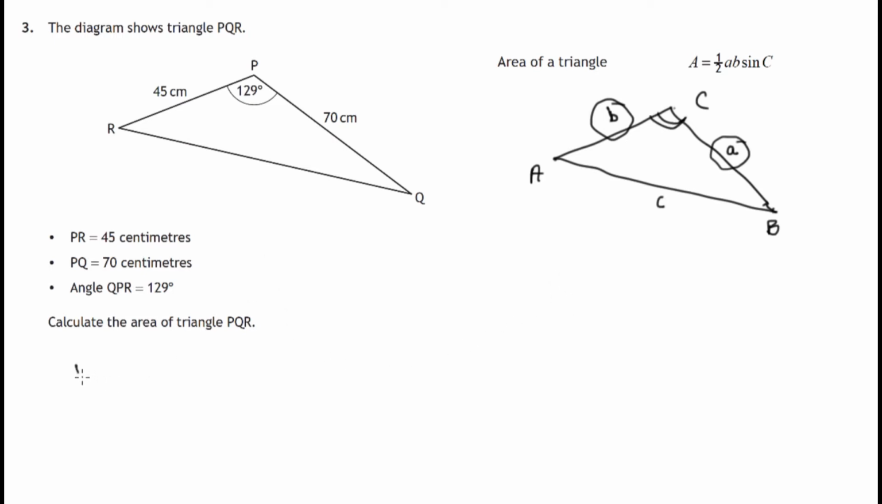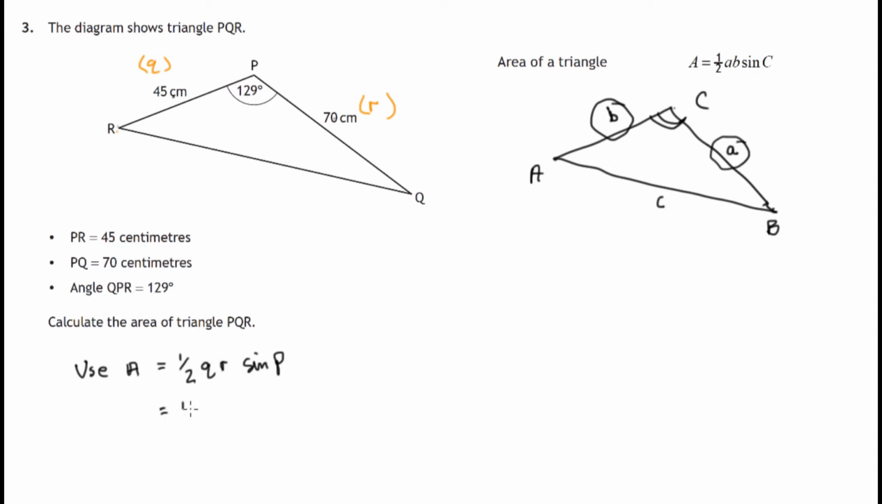So in this case we'll use the formula A equals a half q times r times the sine of P. So that's just replacing the letters a and b by a little r being opposite angle R, little q is the length opposite angle Q, and there's the angle in between them.